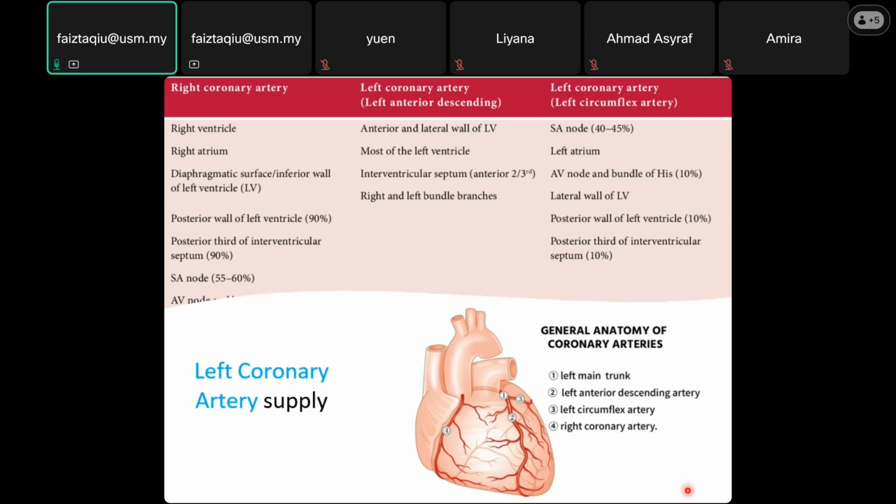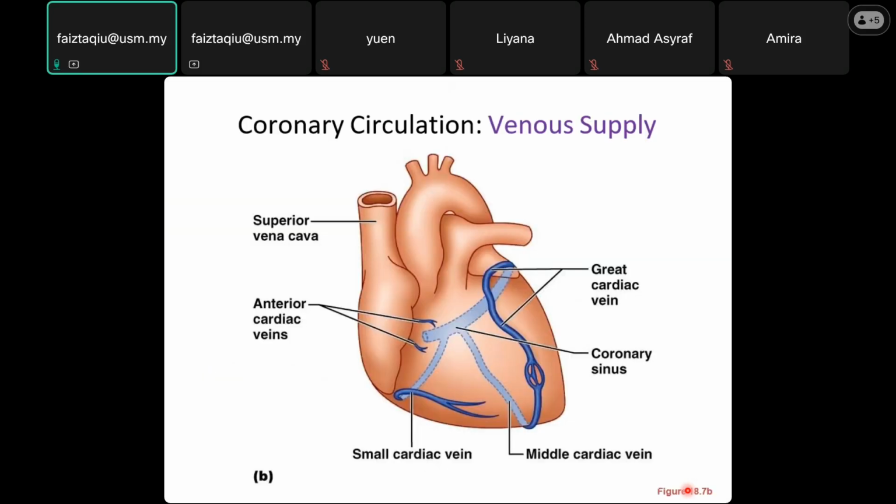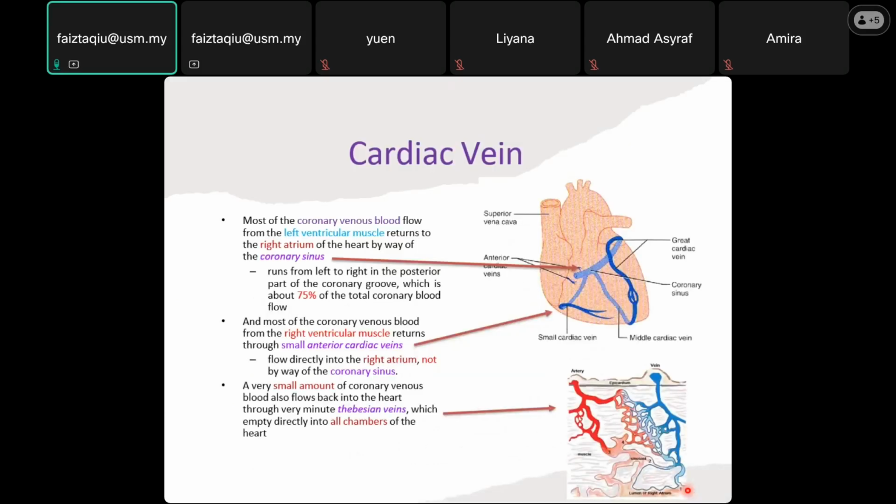Next we move to the venous supply. The venous supply includes the great cardiac vein, coronary sinus, and anterior cardiac vein. They branch into the small cardiac vein and the middle cardiac vein. Most of the coronary venous blood flow is from the left ventricular muscle. It returns to the right atrium of the heart by way of the coronary sinus.